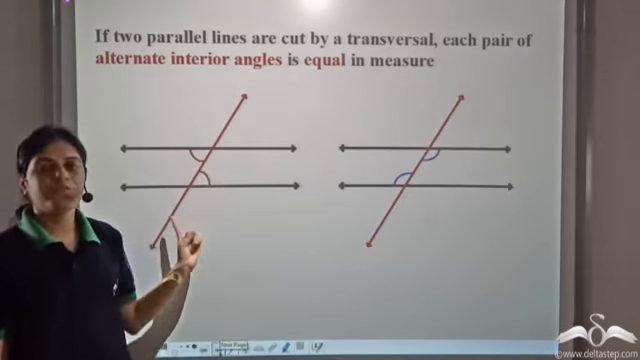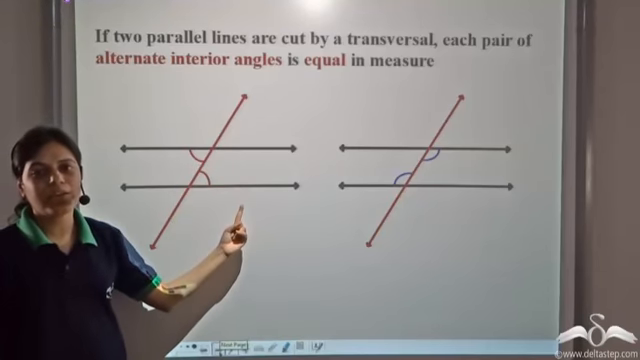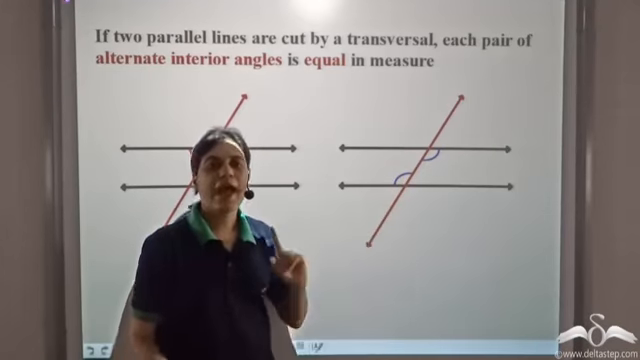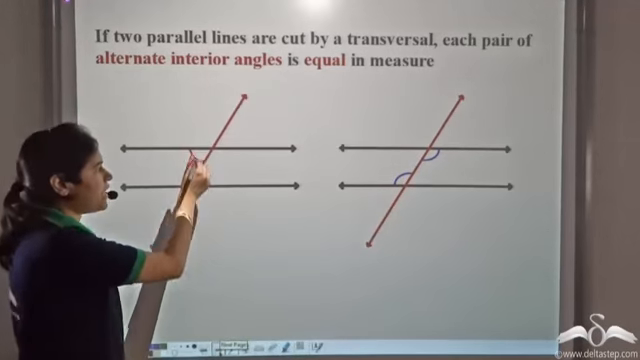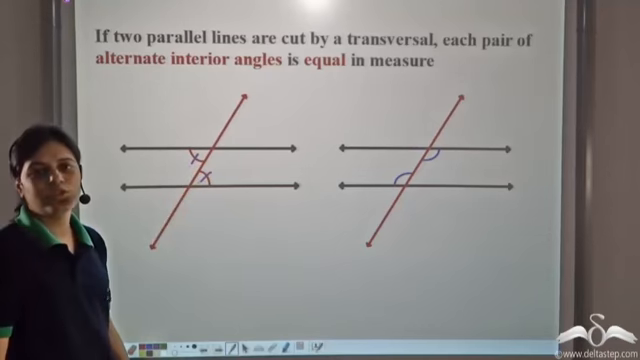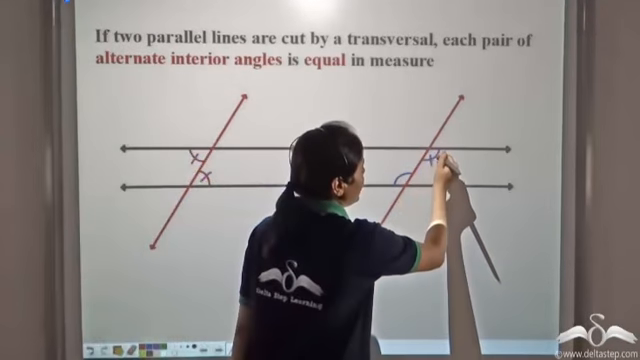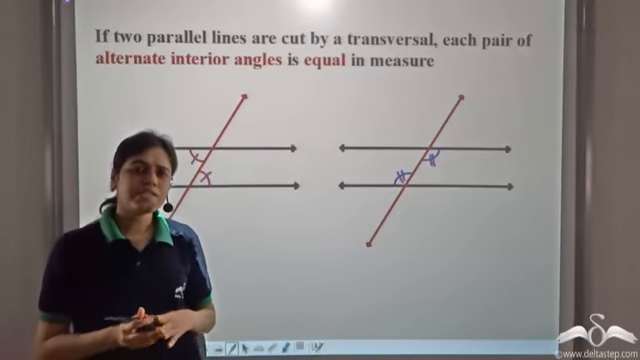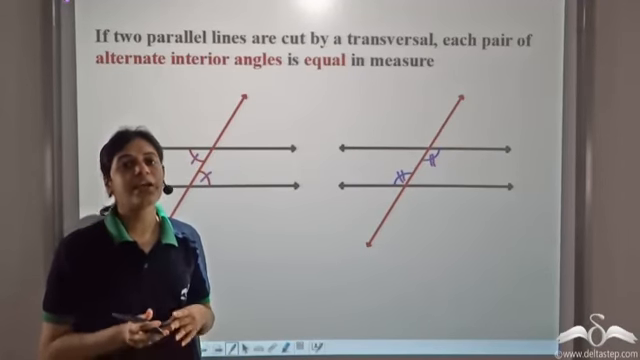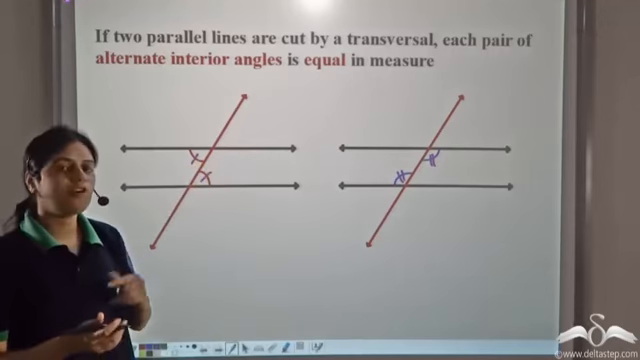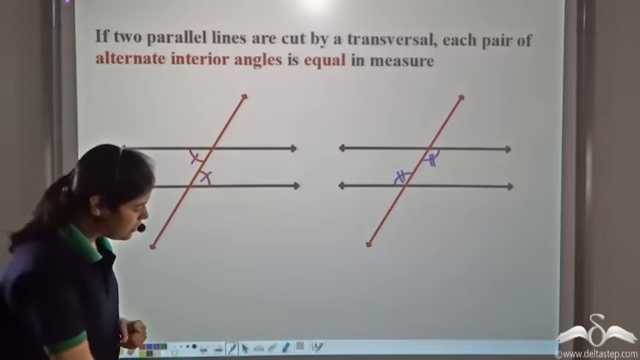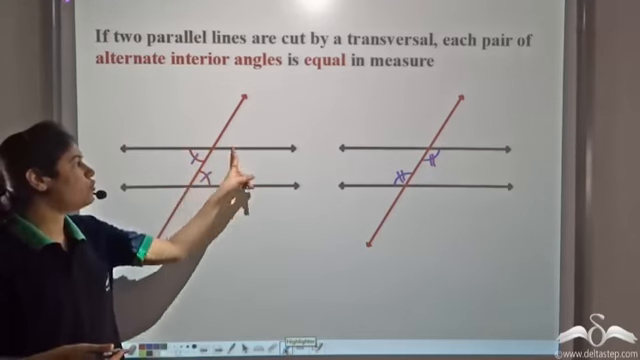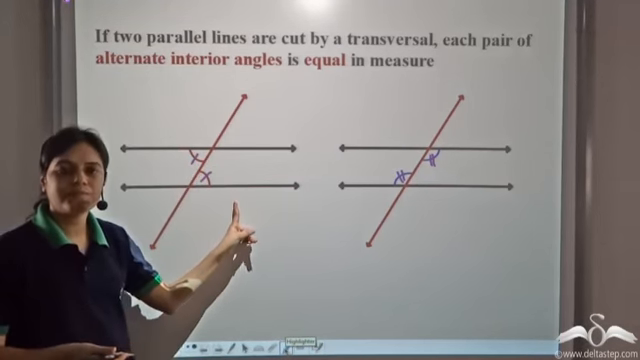So when a transversal intersects two parallel lines, then two pairs of alternate interior angles are formed and each pair is equal. That is, this angle is equal to this angle and this angle is equal to this angle. Now let us see if we can identify a pattern for a pair of alternate interior angles. Once again, we need to find a pattern which includes these two angles.